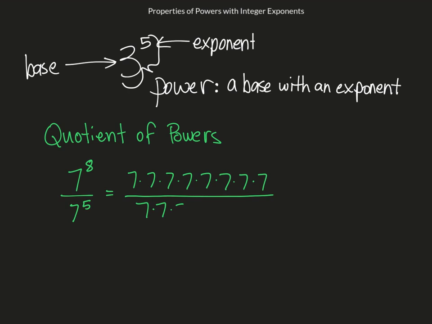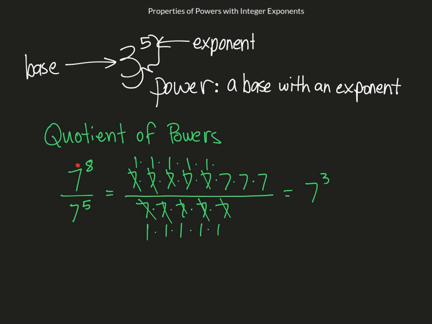1, 2, 3, 4, 5. Well, we know that 7 divided by 7 is 1. So those would cancel and give us 1. 2 pairs, 3 pairs, 4 pairs, and 5 pairs. Those all equal 1. So on the top, we've got 1 times 1 times 1 times 1 times 1 times 7 times 7 times 7. On the bottom, it's just 1 times 1 times 1 times 1 times 1. So this equals 7 cubed.